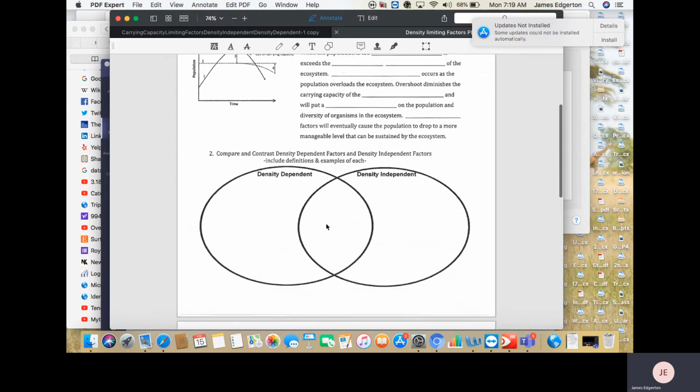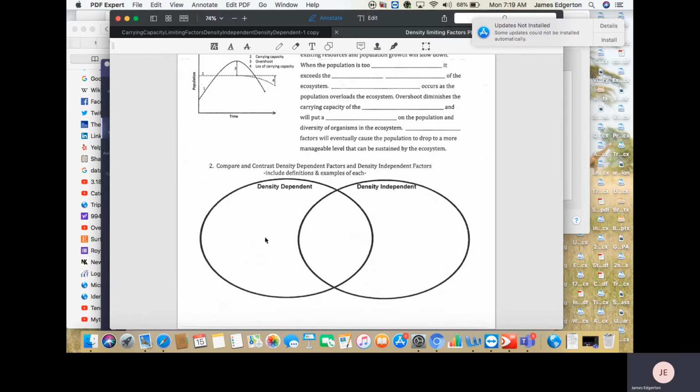This one's a little confusing. Number two, you have density dependent, so you have to go off of what I just said. It depends on their numbers. Density independent is unrelated to the numbers, and then the middle one right here, both populations are being killed off. I just kind of gave it to you because it's a little confusing.